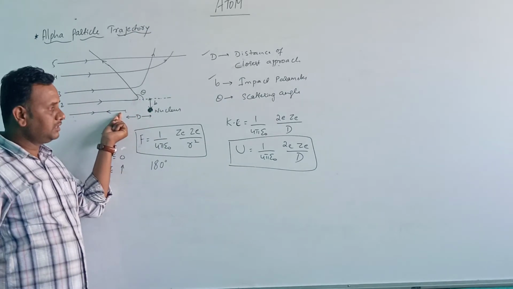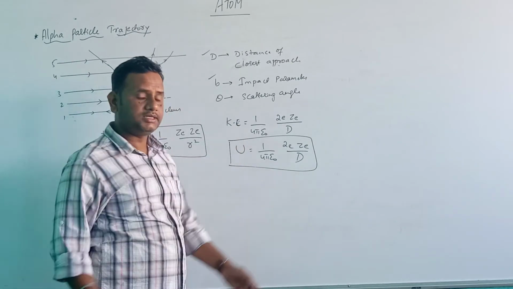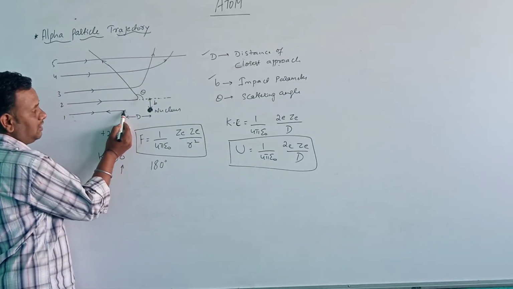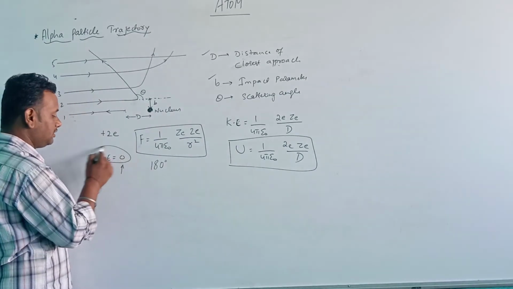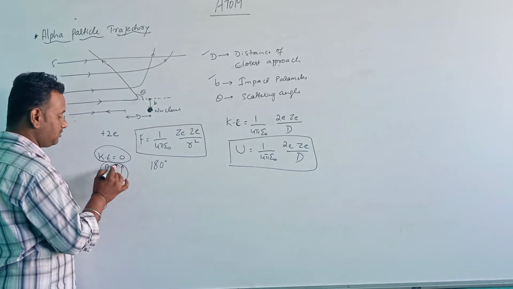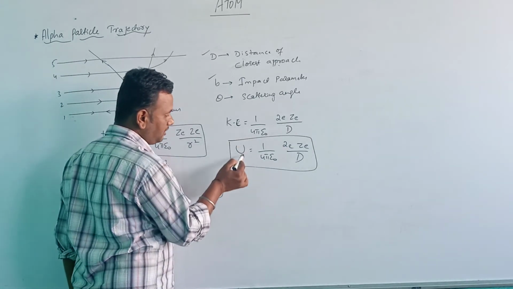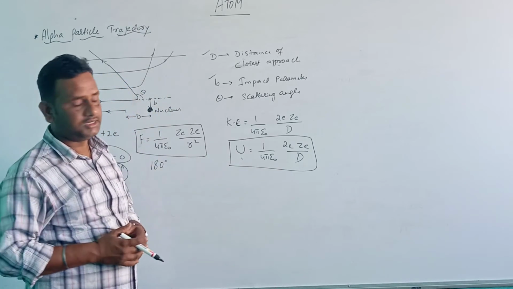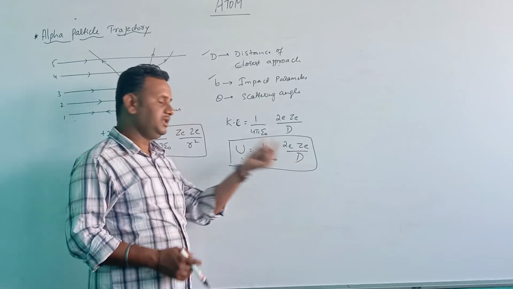Okay, so the kinetic energy here and the potential energy here are equal because up to this point the kinetic energy is being converted into potential energy, since the kinetic energy becomes 0 here. As much kinetic energy is lost, that much potential energy is gained. That's why this kinetic energy will be equal to the potential energy. Here U is representing the potential energy. So U is equal to 1 by 4 pi epsilon, 2Ze squared divided by d.